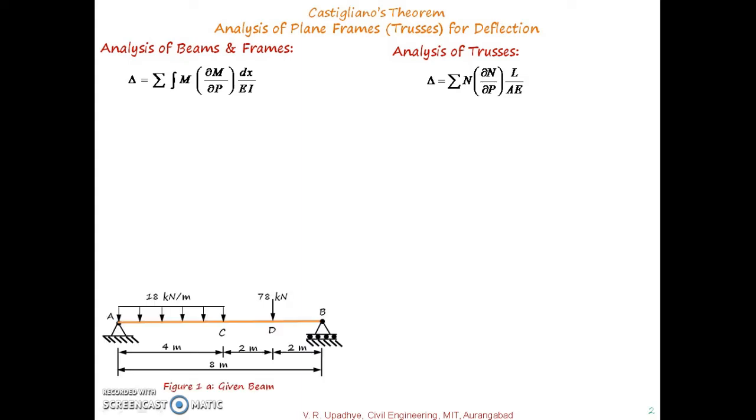Similarly, here in the analysis of trusses we will be using the equation delta is equal to summation n del n by del p, that is the partial differential of that n with relation to p, times L divided by E. So delta is equal to summation n del n by del p L by E, that we will be using for the calculations.